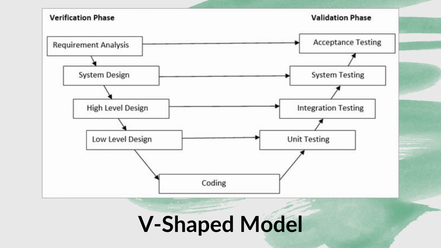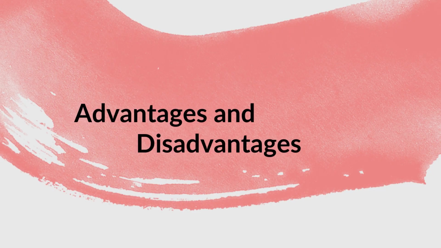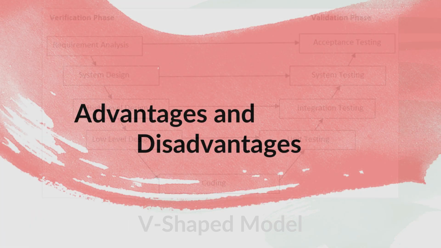Down to the system testing. System testing is performed in the system design phase. In this phase, the complete system is tested, such as the entire system functionality is tested. Next is the acceptance testing. Acceptance testing is associated with the requirement analysis phase and is done in the customer's environment. The model is easy to understand, but it also has advantages and disadvantages.